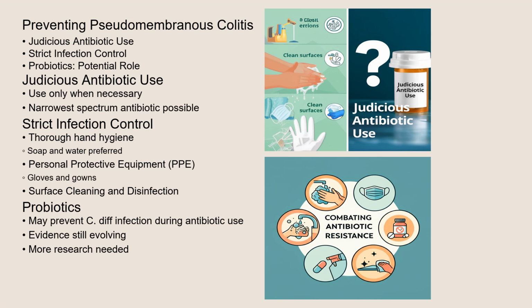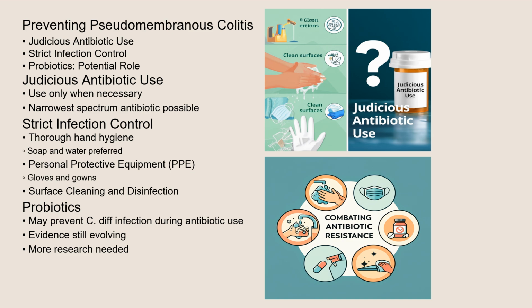Preventing pseudomembranous colitis is crucial, especially in healthcare settings. Judicious antibiotic use, prescribing antibiotics only when necessary and choosing the narrowest spectrum antibiotic possible, is paramount. Strict infection control measures, such as thorough hand hygiene with soap and water, are essential, as alcohol-based sanitizers are not as effective against C. diff spores. The use of personal protective equipment like gloves and gowns, and meticulous cleaning and disinfection of surfaces, are essential to prevent the spread of C. difficile. Probiotics may play a role in preventing C. diff infection during antibiotic use, but the evidence is still evolving, and more research is needed to determine which strains are most effective.